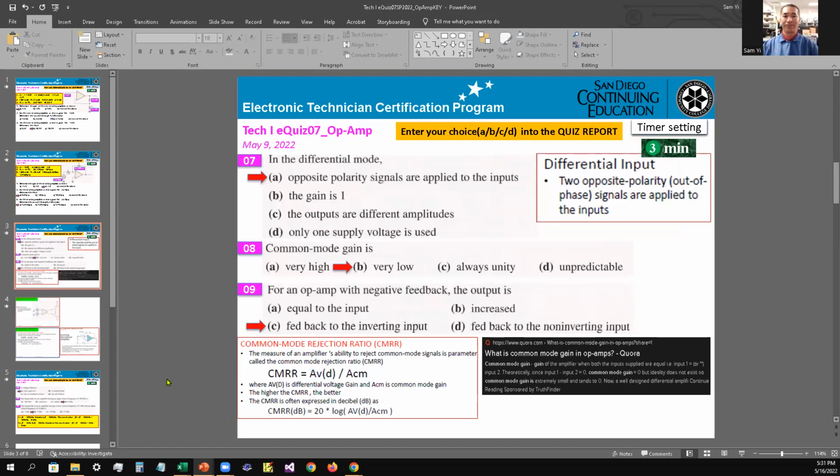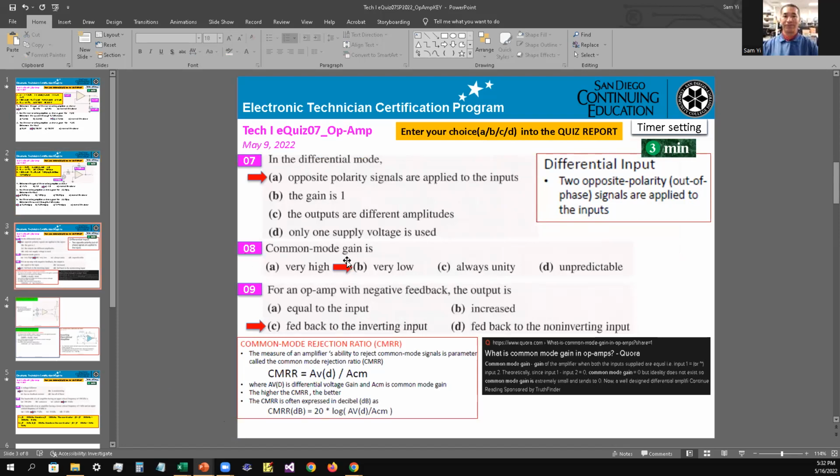Okay, in the differential mode, the opposite polarity signal is applied to the input. So A as in apple for number 7. This one is from the handout: differential input, opposite polarity, out of phase signals applied to the input. So the answer is A as in apple for number 7.